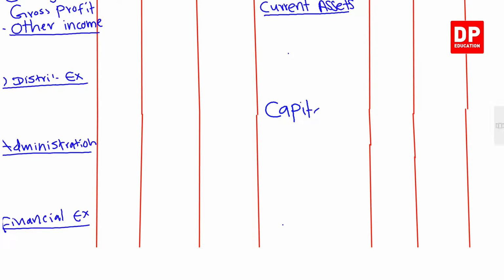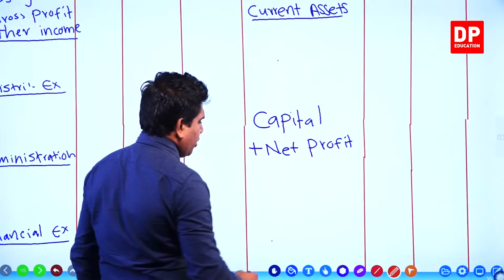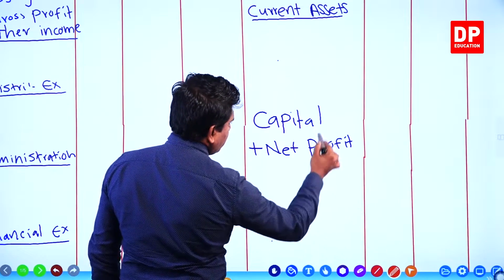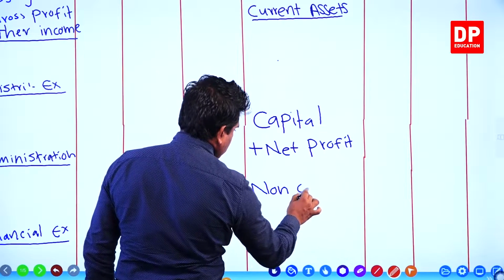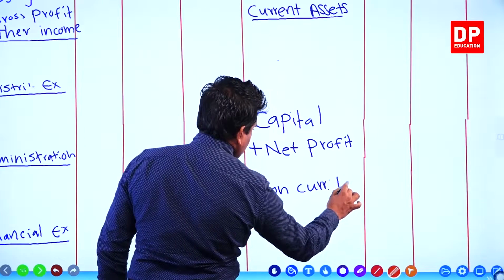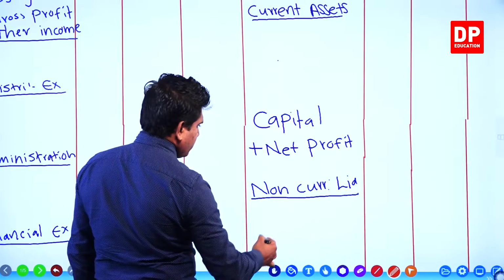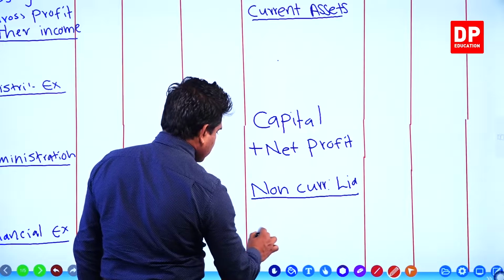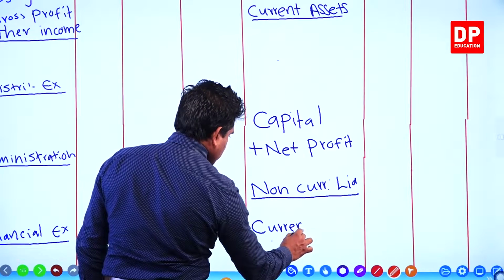Then capital plus liability. Capital. After that, we add net profit. Net profit we can take from the profit and loss statement. If they have given drawings, we put them here, but in this question there are no drawings. Then non-current liabilities. Only one item here, the bank loan. Then current liabilities.